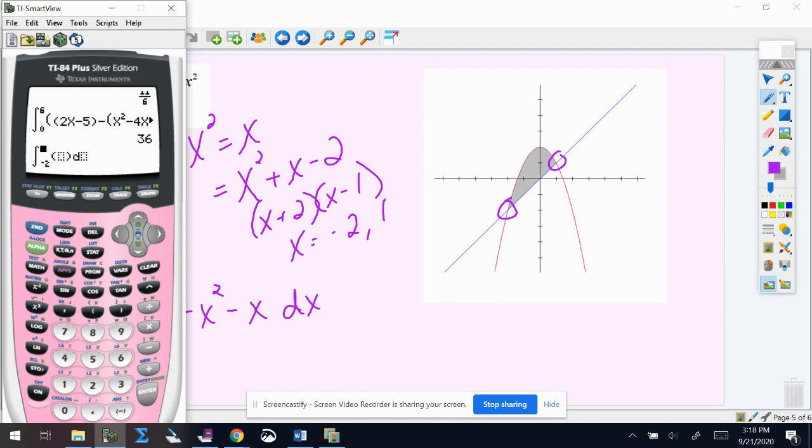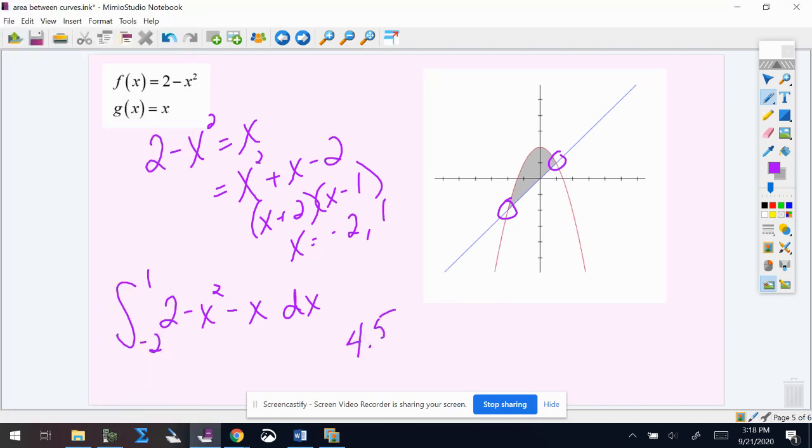So I've got -2 to 1. And then I'm going to put my top minus bottom. So 2 minus x squared minus x. And then put my boundaries in. And I get 4.5, or you can write it as a fraction, 9/2. I don't care decimal or fraction. This one's a pretty clean decimal, so that's fine. So my options are 4.5 or 9/2.